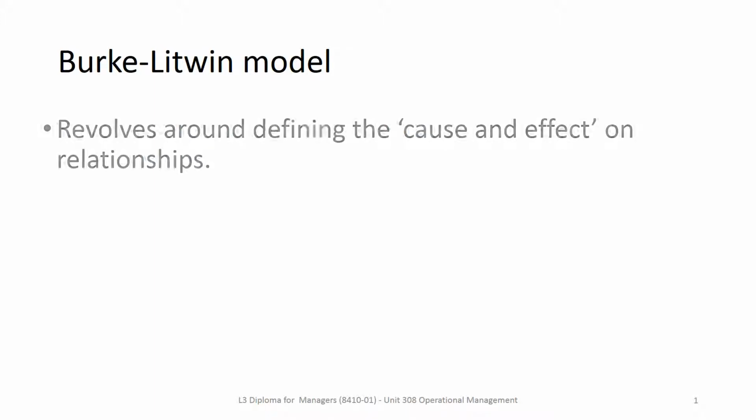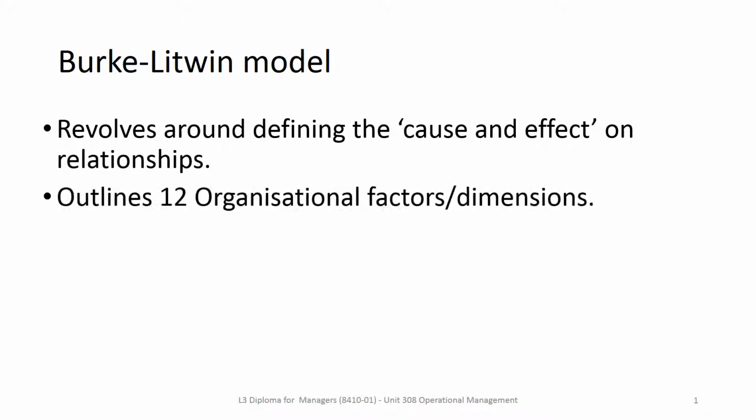Going to look at is a Burke-Litwin model. It's really a technique, and it's a bit like the problem solving we looked at in 316, because it's looking at the cause and effect and the various drivers that can influence the change and where they sit and which one's got the most influence. So it revolves around defining what the cause and effect is on relationships between different parts of the organization. And to do that, Burke-Litwin outlined 12 factors or dimensions, and we'll look at those a little bit more.